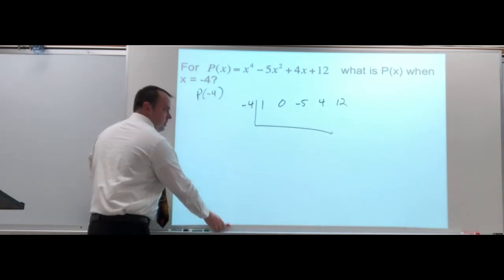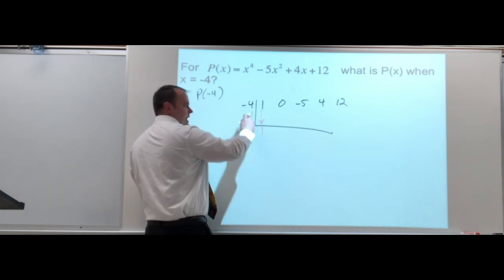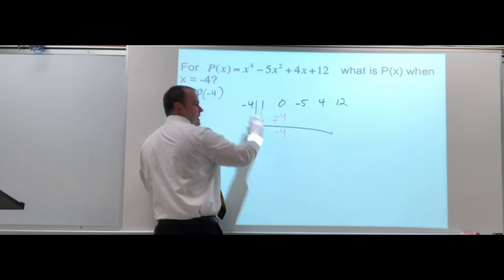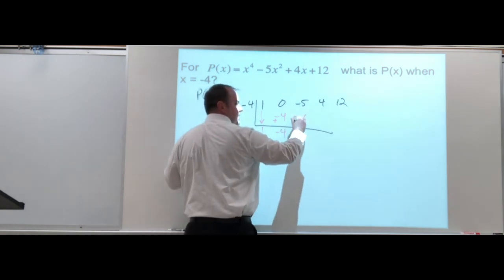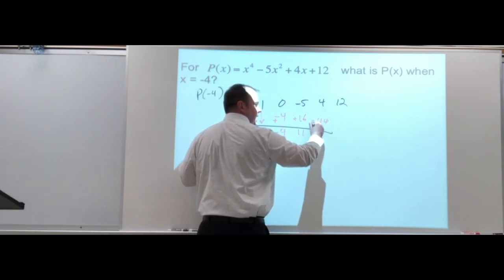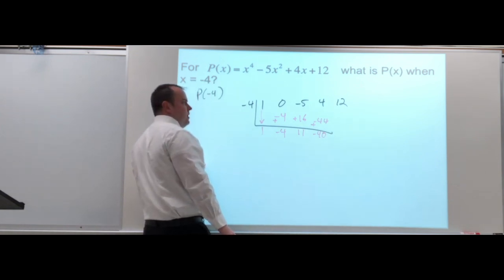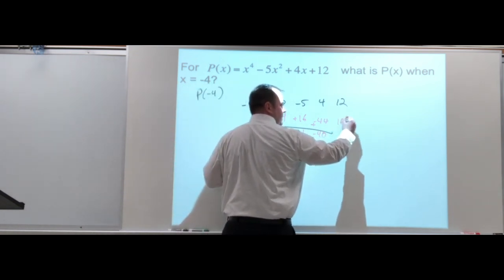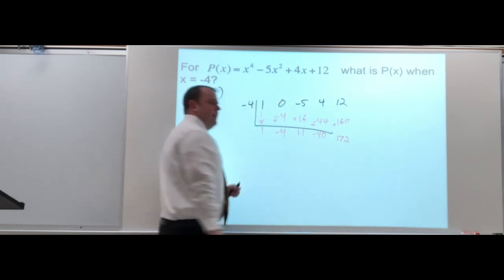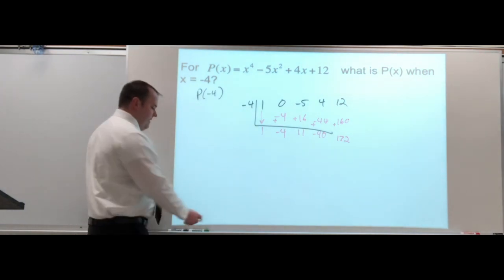And now the steps are going to be the same. You're still bringing down that first term. Negative 4 times 1 is negative 4, and add. Negative 4 times negative 4 is 16, and add. Negative 4 times 11 is negative 44, and add. And negative 4 times negative 40 gives me 160, and add gives me 172. And that 172 would be the evaluated form. That would be the evaluated value.